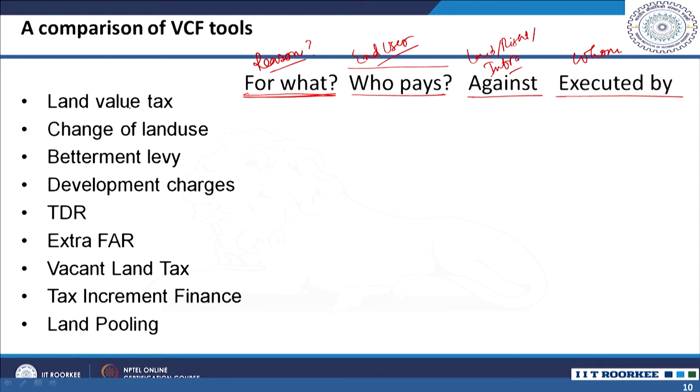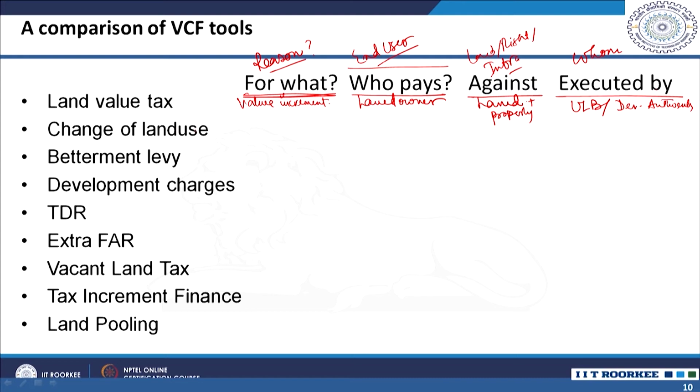So, land value tax is basically for value increment. Who pays? Basically any landowner will pay, an individual, against the land and in some cases also property. It can be executed by urban local bodies or development authority.